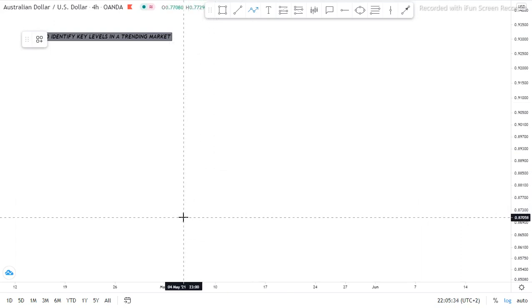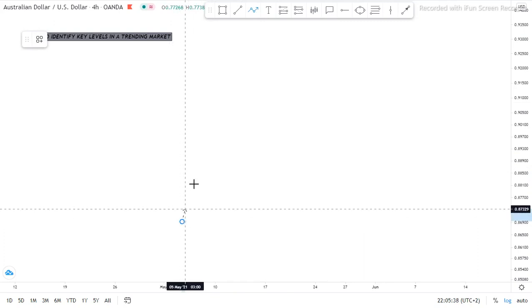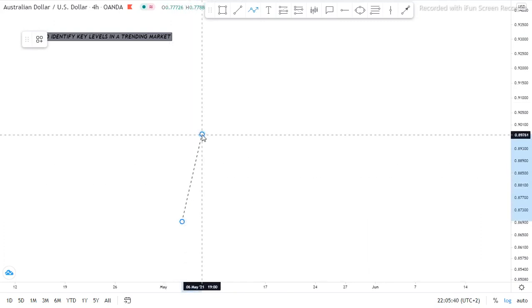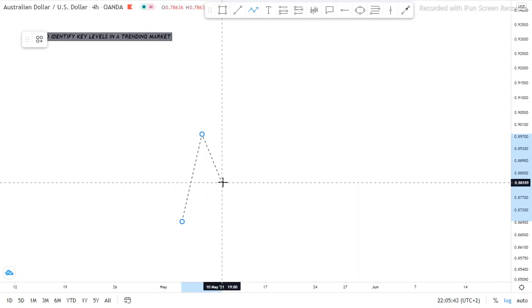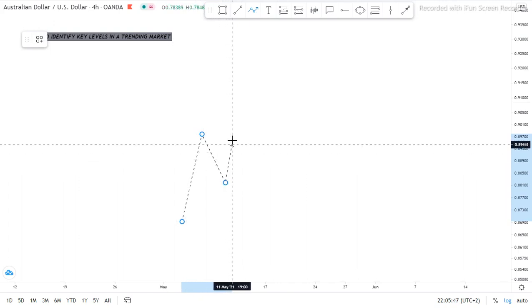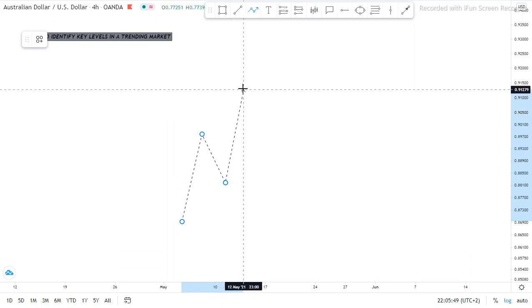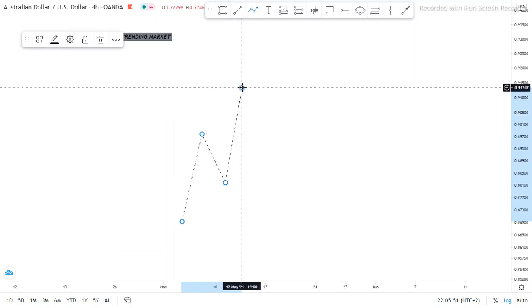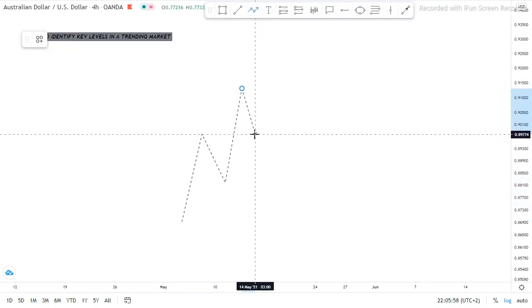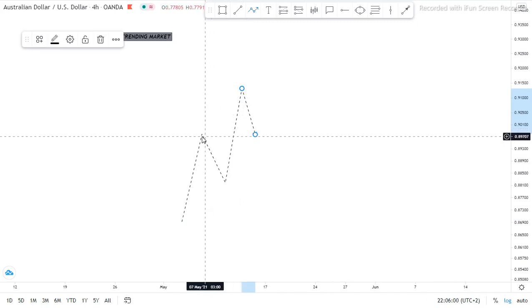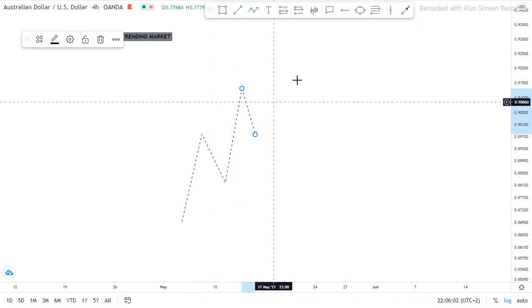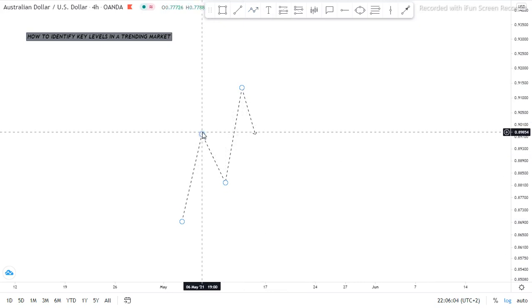So in an uptrend, we already know that price moves to create a high, which is our higher high, and then comes back to create our support, which is our higher low, and then goes to break our higher high to create a new higher high, and then comes back to retest the old higher high, right? So this is our most recent high.